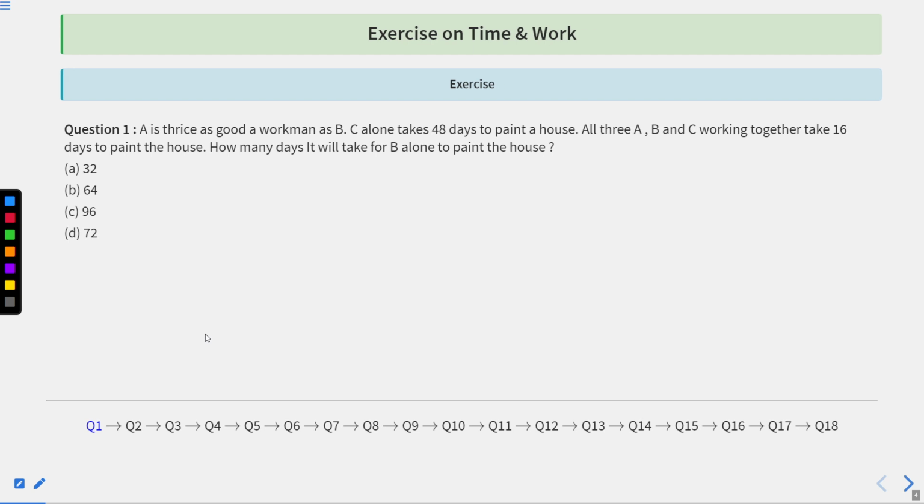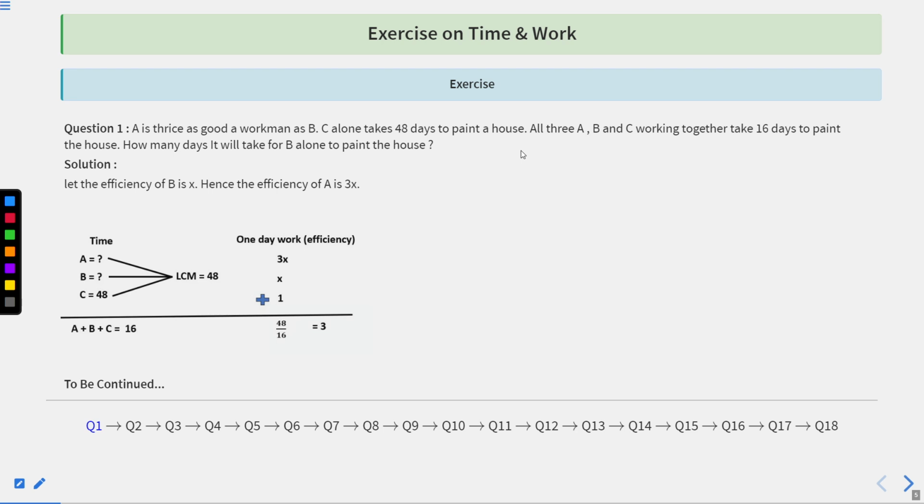A is thrice as good a workman as B. C alone takes 48 days to paint a house. All three, A, B and C, working together take 16 days to paint the house. How many days will it take for B alone to paint the house?